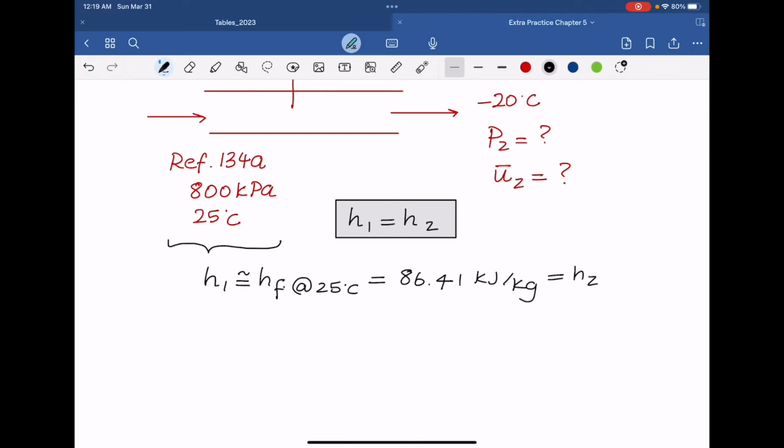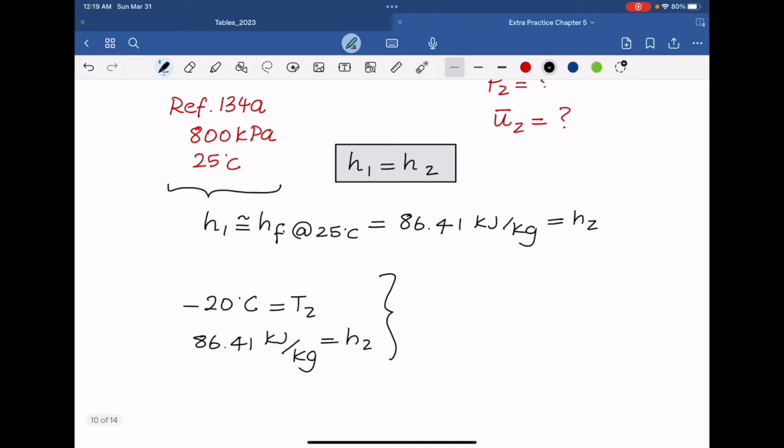Now let's take a look at the exit. At the exit we have minus 20 degrees Celsius with specific enthalpy of 86.41. Now we can look at the tables because we are given two properties, and apparently it is actually a mixture, because the enthalpy value at minus 20 degrees Celsius is in between Hf and Hg, which makes sense. Then we have a mixture. Let's write it down like this. That's why it's a mixture.